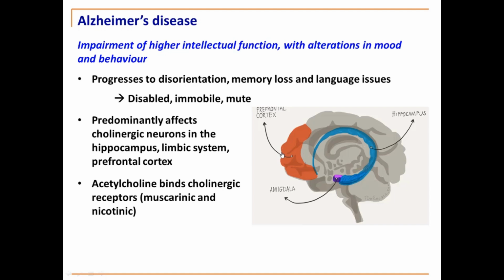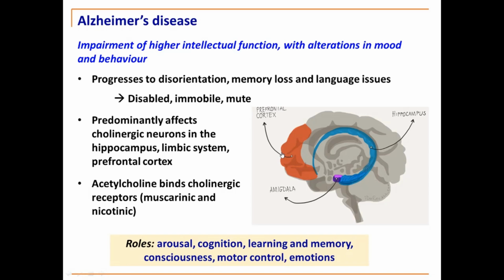And as we know, acetylcholine binds to the cholinergic receptor, so this is just a bit of a repetition for you. And its roles are involved in arousal, cognition, learning, memory, consciousness, motor control, emotions. And you can imagine now that if it's got all of these roles, when we start to have reduced levels of acetylcholine, these roles start to become less significant or less enhanced, if you want to think of it like that. So when we're thinking about issues with the prefrontal cortex, we're thinking about problem-solving issues, planning issues, behavior issues, emotional issues. And with the hippocampus and amygdala, we're thinking about memory issues. So you can start to see how these all tie in together.